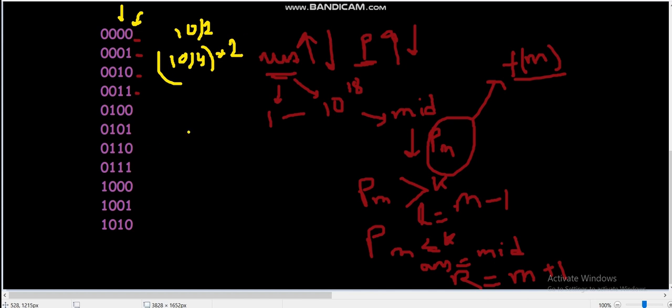So let's say we are at some index I. Then the number of ones in the group will be pw of I, power of I. Power of I is nothing but 2 to the power I, right?